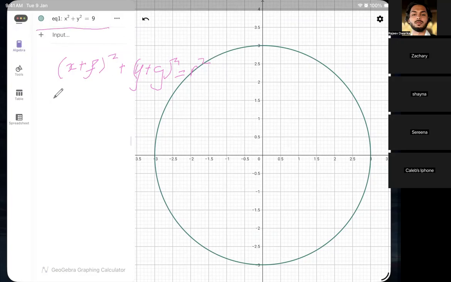Look at this carefully, guys. In this form, if f is 0, what am I going to end up with? If I have x plus 0 squared, what's that going to be? That'll just be x squared. What's y plus 0 squared? y squared.